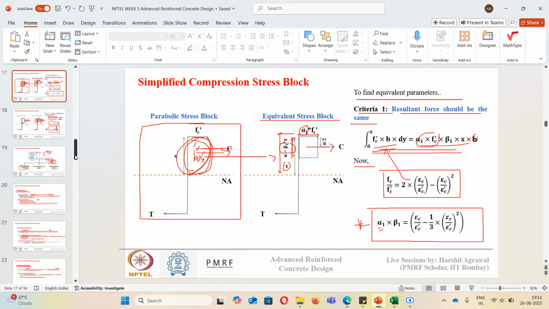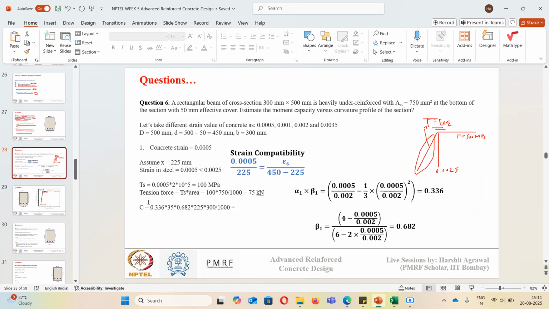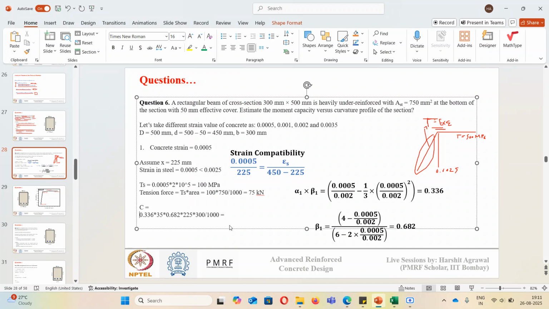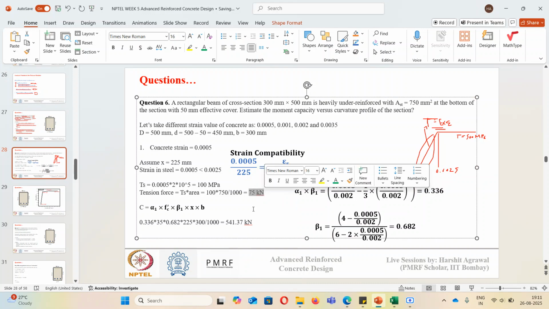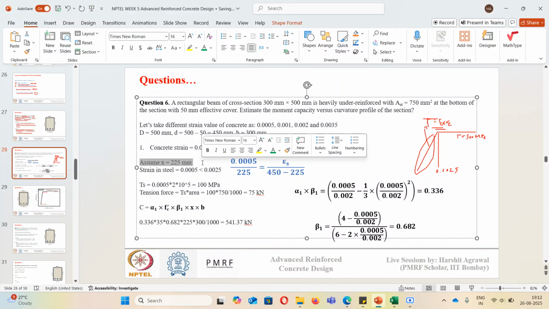So this is the relationship that we are using here also. So I will just eliminate this part. So C is equal to alpha 1 fc dash into beta 1 into x into b. When you calculate this value of C, it will come out to be 41.37 kilonewton. Now, what is the problem here? You can see T is not equal to C. The total tensile force is very small compared to the total compression force. This means that whatever depth of neutral axis we have taken, it is not correct.